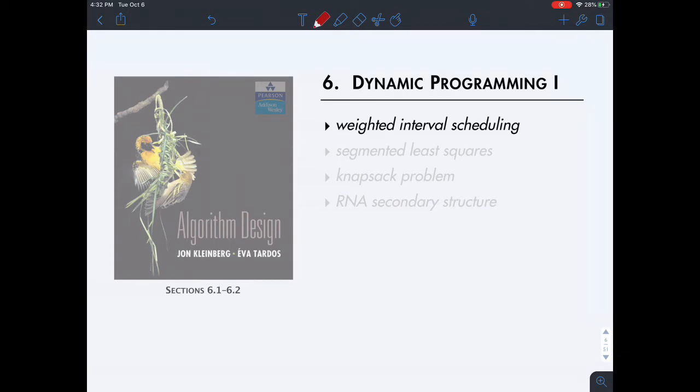One would be the weighted interval scheduling, right? We have been talking about interval scheduling in the greedy section. Now we are going to generalize this problem and see that the greedy algorithm doesn't work anymore. And then we are going to talk about the segmented least squares, right? So the high level idea is still really about trying to convey to you the most basic principles when you use DP to design new algorithms.